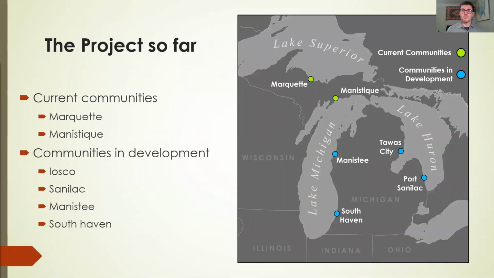For this initial pilot project, we are aiming to establish citizens flying in 6 communities around the Great Lakes. We currently have pilots established and flying in 2 of them, Manistee and Marquette, with 4 more in development.